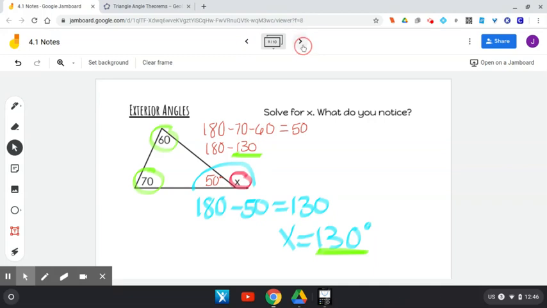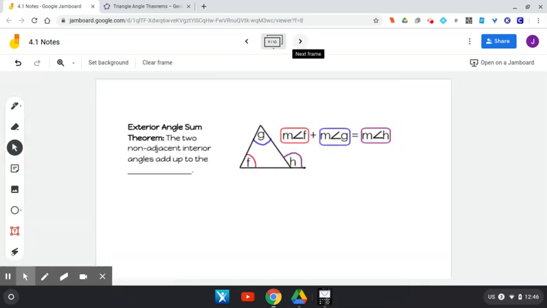That's another triangle theorem. It's called the exterior angle sum. So the two non-adjacent just means not next to, so it's not next to angle H. Interior angles add up to the exterior angle. So in other words, angle G and angle F on the inside add up to the one that is not next to them, the outside angle, which is angle H.